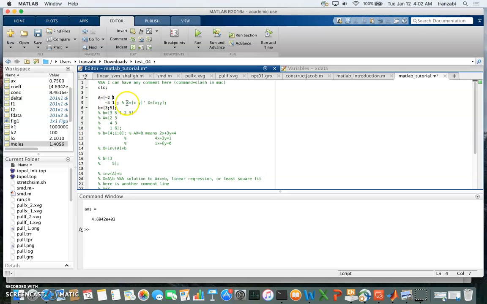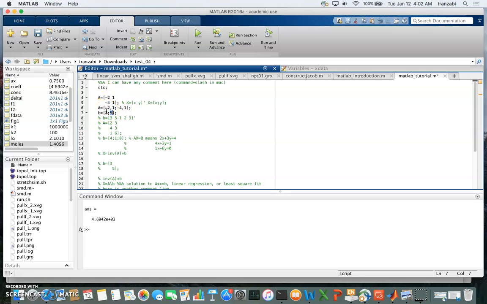There's another way to write this. You can say A is equal to, and then minus 2, comma 1. So comma means next column. If you want to go to the next row, you put a semicolon, and then minus 4, comma 1, and then close the bracket. So this is identical to this. This is the second way of writing a matrix. All right, so here's my B vector. It's a column vector. Now I know that when I use a semicolon, it means next row. So 3 is the first row, 5 is the second row.